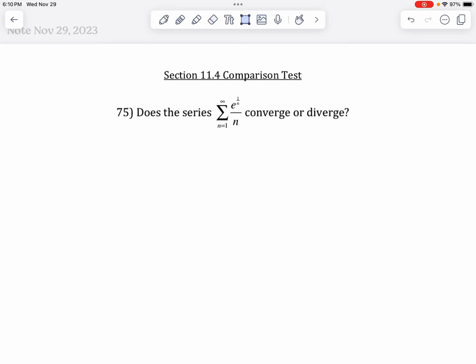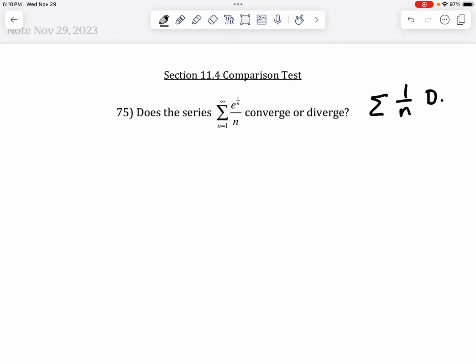Hello and welcome back. We're now going to see if this series converges or diverges. With the over n part, I'm pretty familiar with that because I know that the series 1 over n diverges. But with the e thing on the top, I'm not sure what to do.